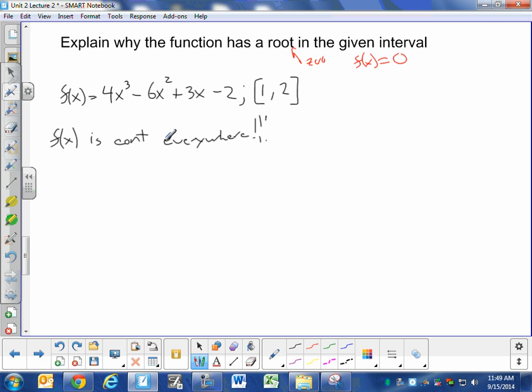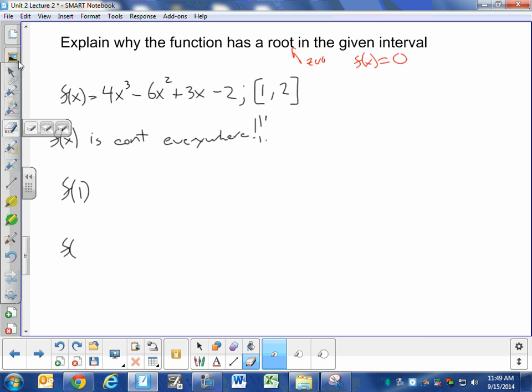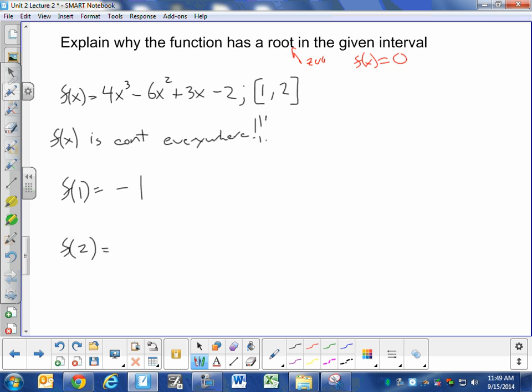The next thing I have to do is show that f of 1 and f of 2 are, one has to be higher than 0 and one has to be lower than 0. So I just have to find the function values. I plug in 1, I get 4 minus 6 plus 3 minus 2. That's negative 2, that's 1, that's negative 1. I plug in 2. I get 32 minus 24 plus 6 minus 2. That's 8, that's 14, that's 16.